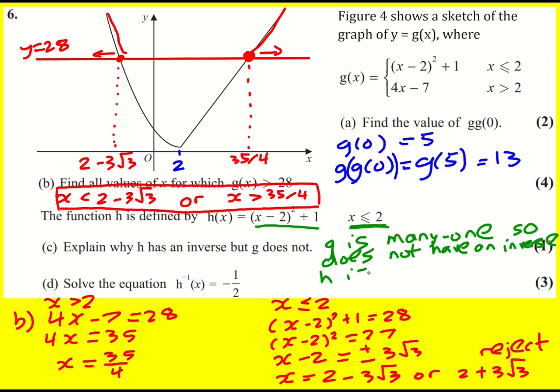Whereas h is going to be 1 to 1, because it will just be this part here. A single value of x maps onto a single value of y. And then that allows you to do the mapping the other way. y will map back onto x.